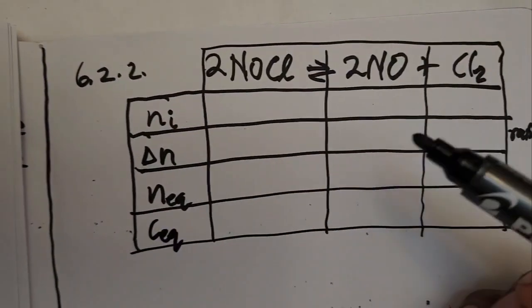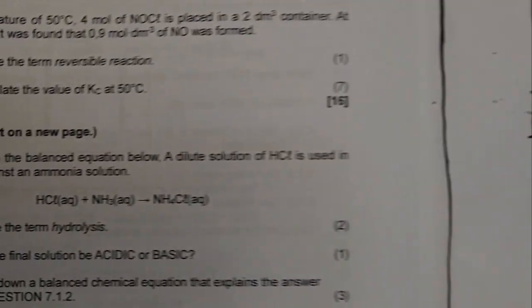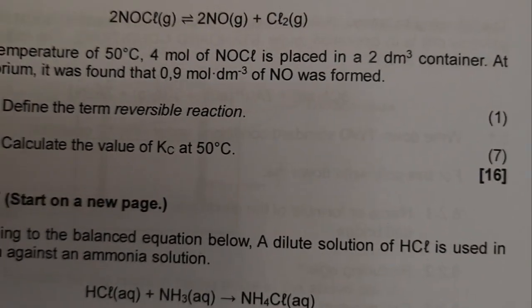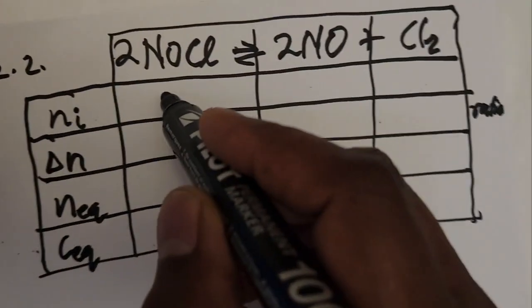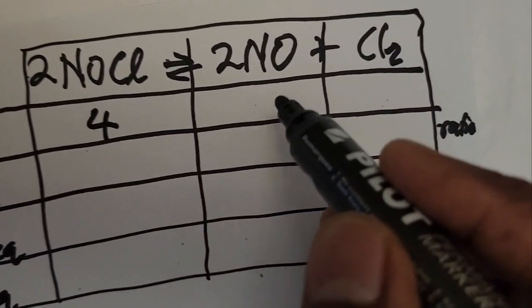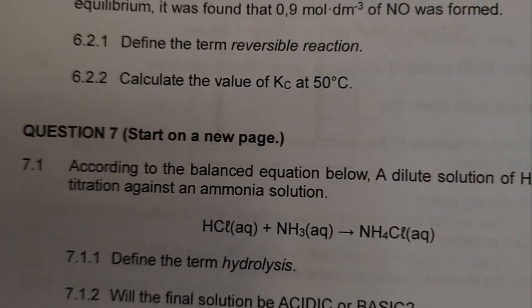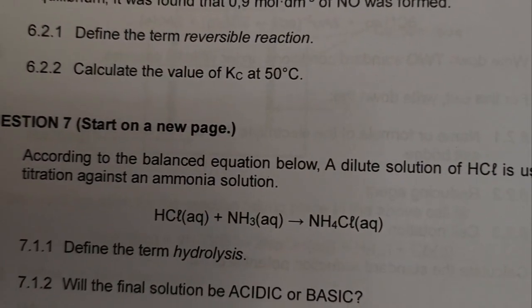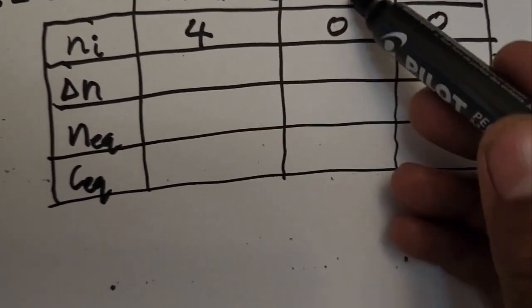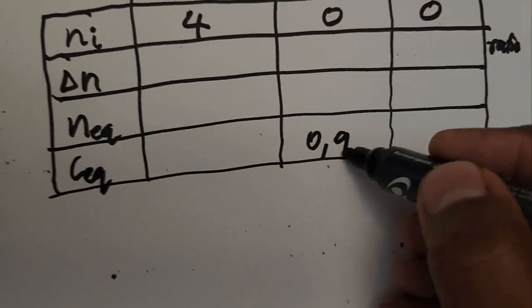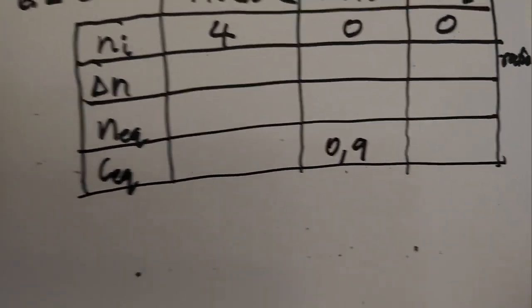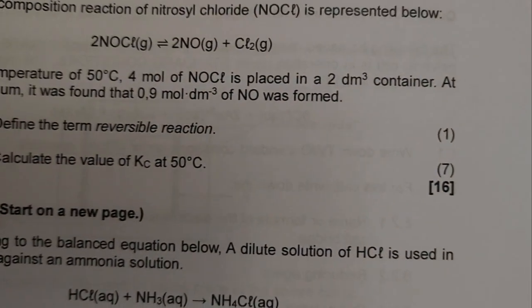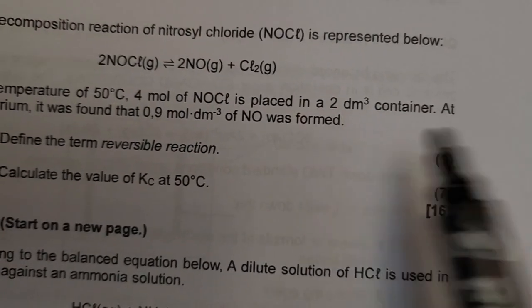That's the best method. So now, according to the given information here, we are starting with 4 moles of NOCl. We just write 4 moles. Nothing is said about the products. We assume that we start from 0. At equilibrium, what is given? They are telling us that when equilibrium is reached, 0.9 mole per dm cube of NO was formed. Now at equilibrium, we're given the concentration of NO is 0.9. Very important for us to work this one, we need to find the volume of the container. According to this one, the volume of the container is 2 decimeter cube.